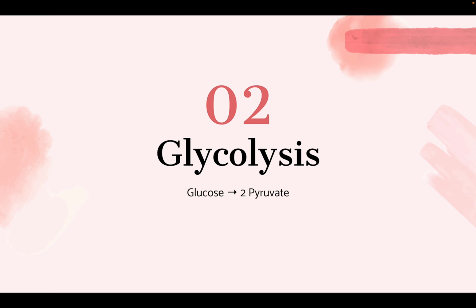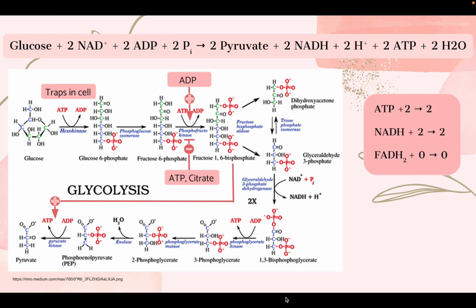Next is glycolysis. The big equation you see up top is the net equation for what happens in glycolysis, but basically you are breaking down one glucose molecule into two pyruvate molecules, which each have 3 carbons.